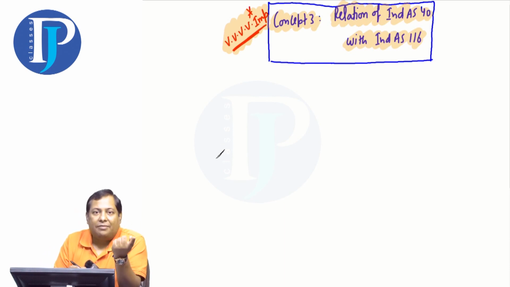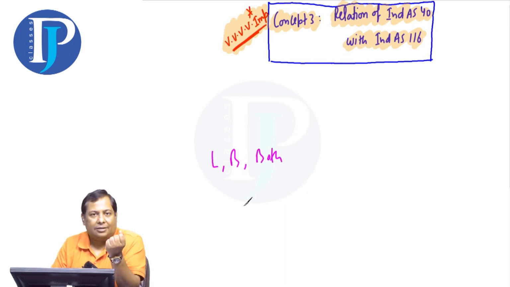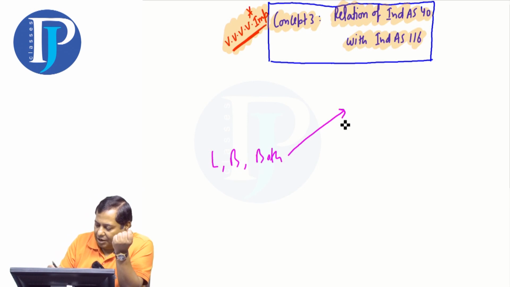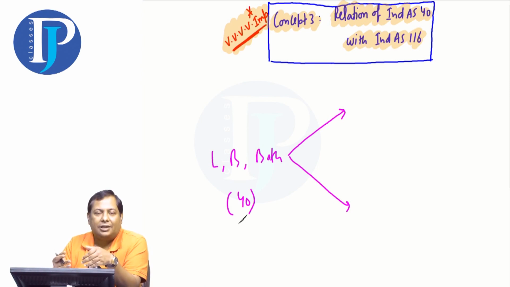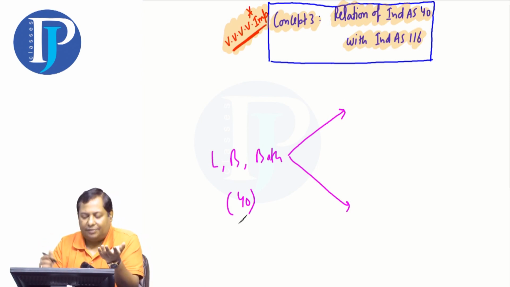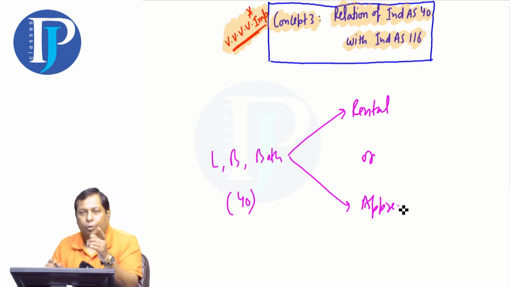In the previous video, land, building, or both, I told you this. So this had 2 objectives. And if you want to use Ind AS 40 here, we had 2 objectives. One objective was rental and the second was appreciation. Right?